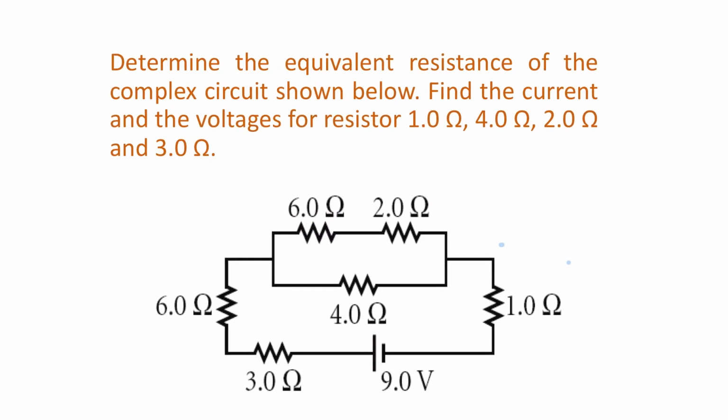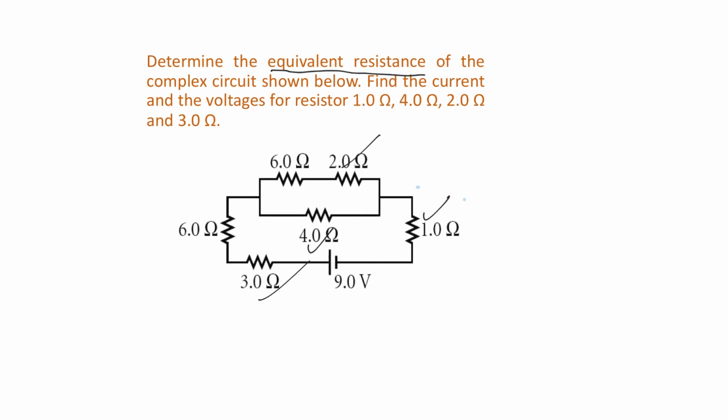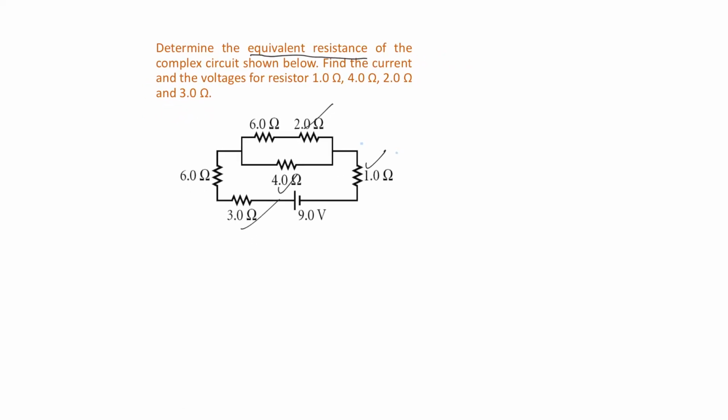Okay, so let's start with the calculations of this question. Right now, the question asks you to find the equivalent resistance, and then to find the current and the voltage for the resistors 1 ohm, 4 ohm, 2 ohms, and 3 ohms. I'm going to show you how to get the answer step by step. First thing first, when you get this kind of question, you need to find the equivalent resistance. The reason is that you need to find the total first, and after that you are going to use Ohm's law to find the current.